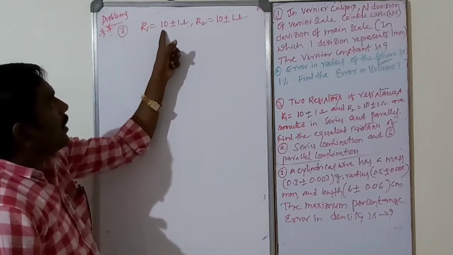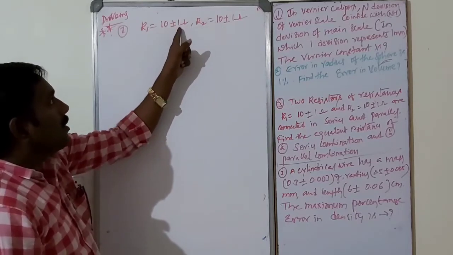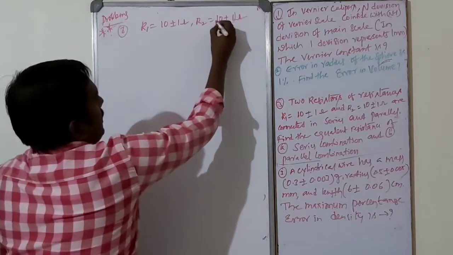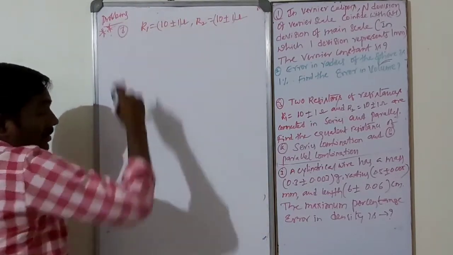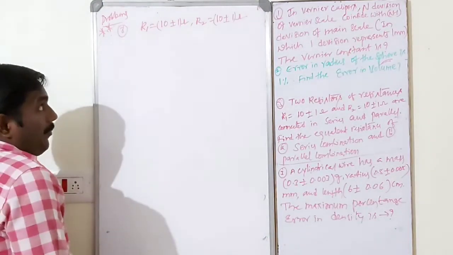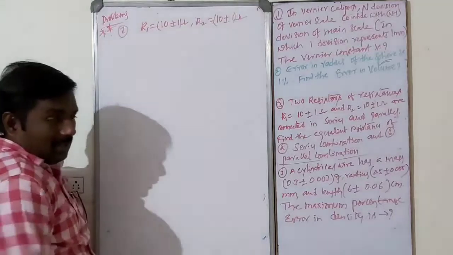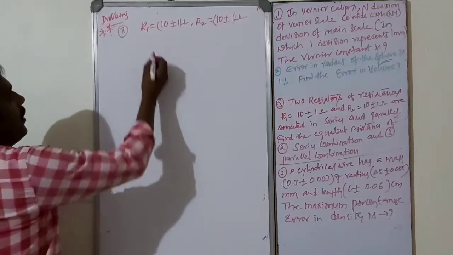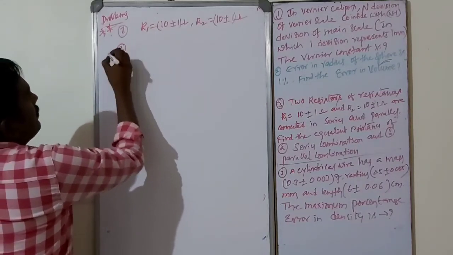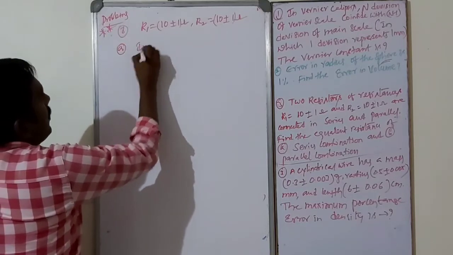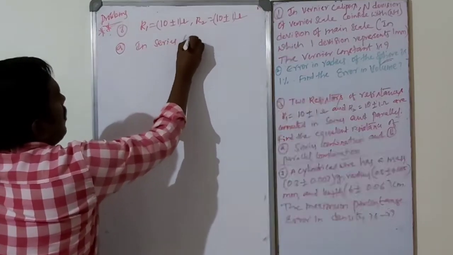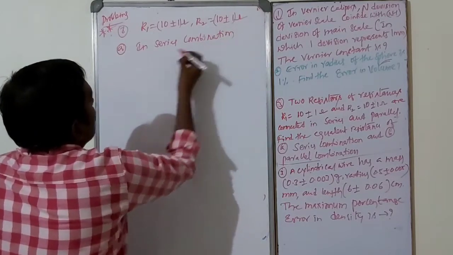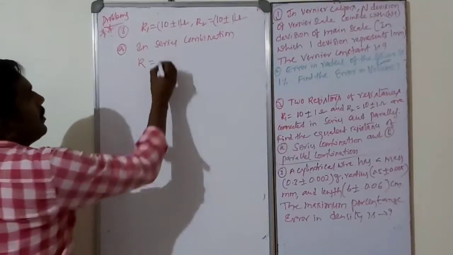So R1 equal to 10 ohm, R2 equal to 10 ohm. 1 and 2 are errors. So calculate the net resistance in series combination and parallel combination. Very important one. Already we know, in series combination, what is the effective resistance? R is equal to what?